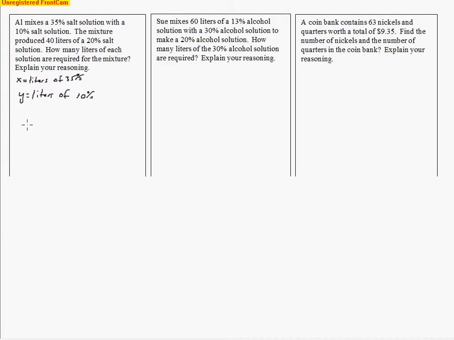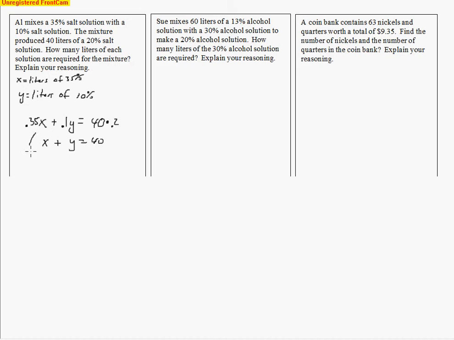Okay, so what we're going to do is make a quantity equation and a value equation. I'll start with my value equation. I'm going to take the decimal form of these percents. 35% is 0.35. Since I said that X was the liters of the 35%, I'm going to put 0.35 times X. That's going to give me the amount of salt in that solution, or in that part. And then the 10% salt solution, so 0.1Y equals 40 times 0.2. And my other equation is just going to be my quantity equation, X plus Y equals 40.